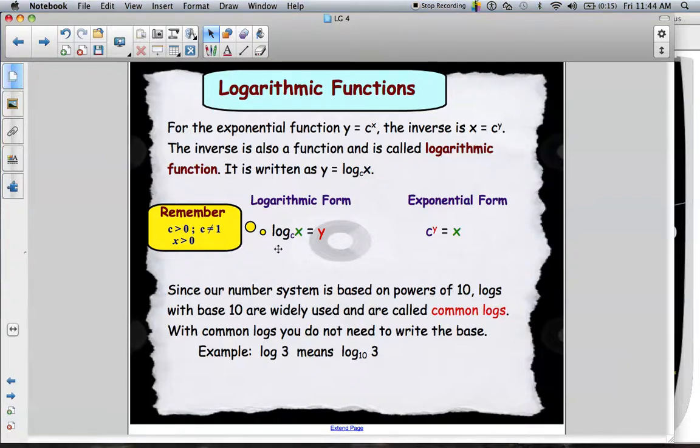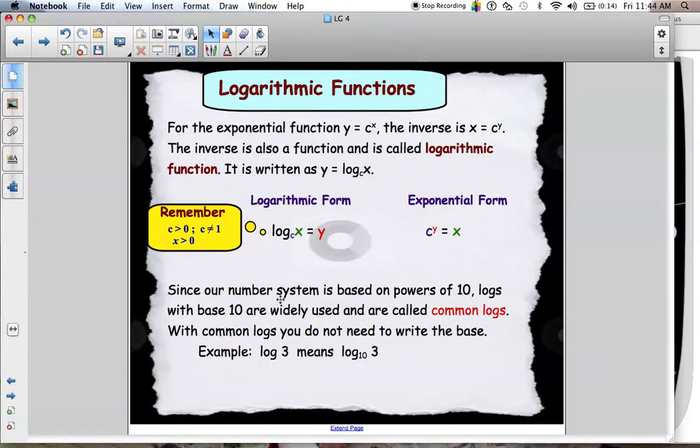So remember that when you're dealing with logs, you have some restrictions you have to remember. C, which is the base of the log, must be greater than 0, and it also cannot equal 1. The other restriction is x, which is the argument, has to be greater than 0. In other words, it cannot be a negative.